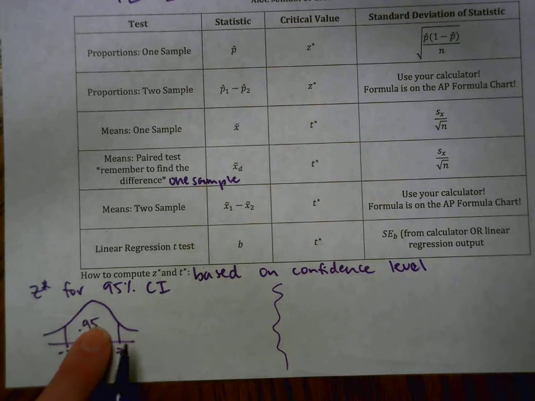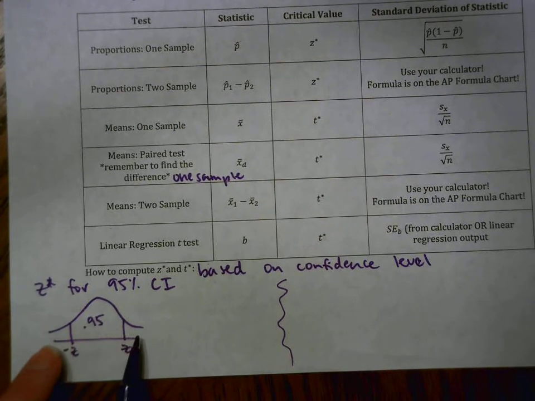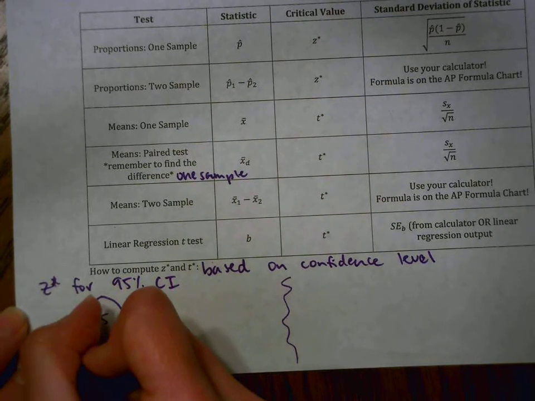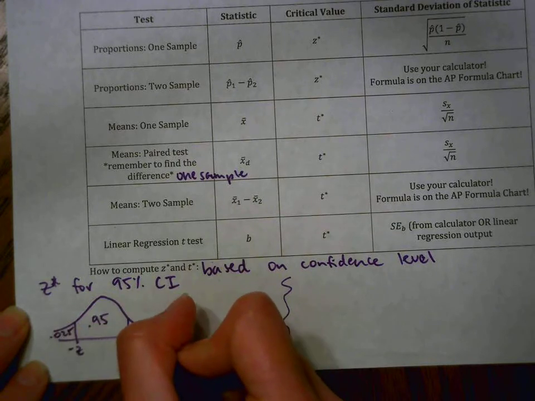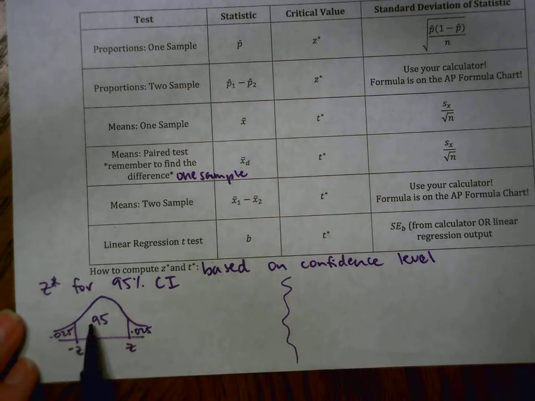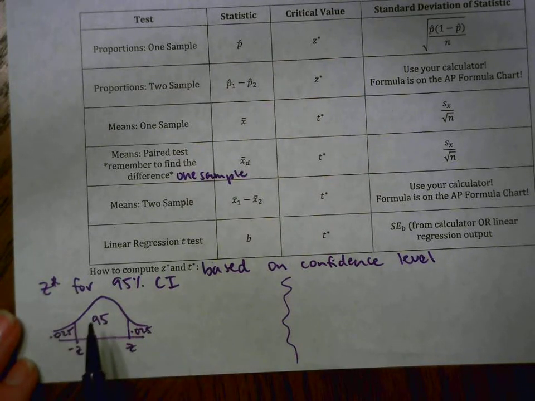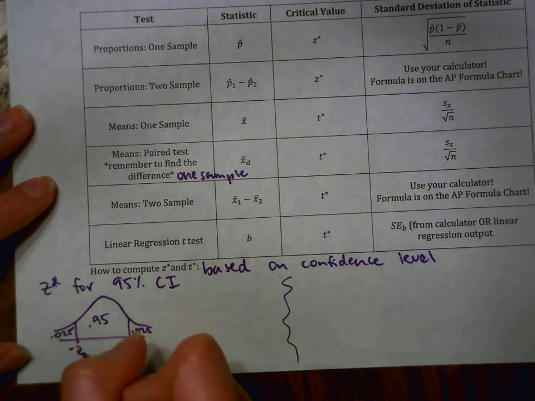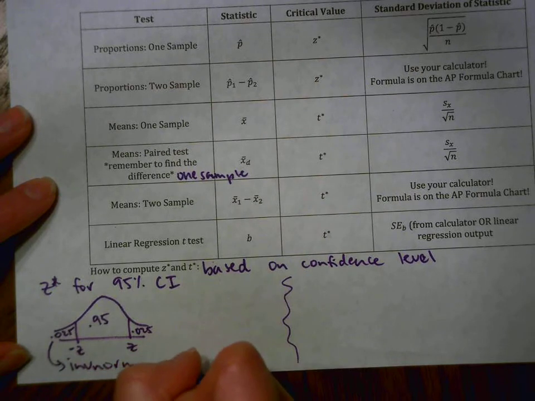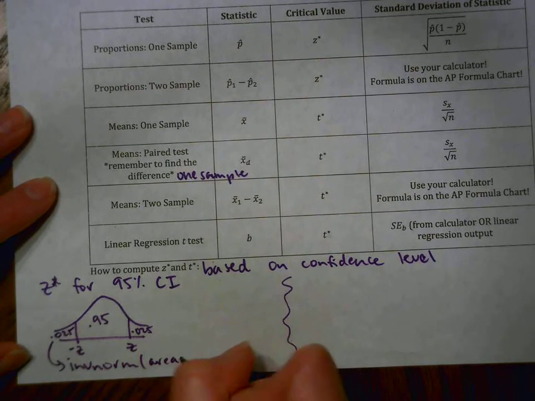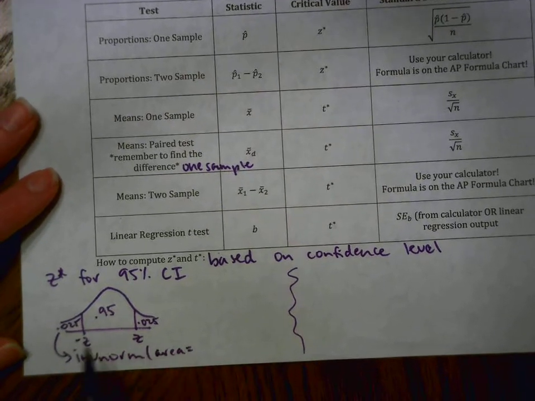So if this is 95%, we have 5% left, and you divide that by 2. So you get 0.025 in each tail, because what should all this add up to? 1. If you add all that up, it does equal 1. To me, the easiest way to do this, because we're trying to find a value given the area, is to use inverse normal. When you do inverse normal and type in the area, it's going to give you the value with that area to the left, less than.